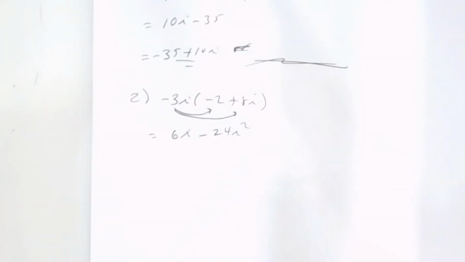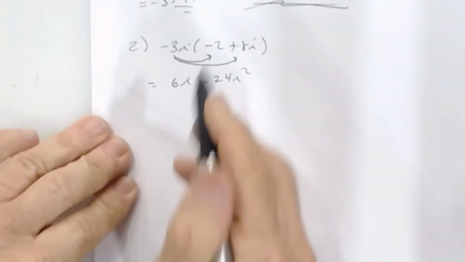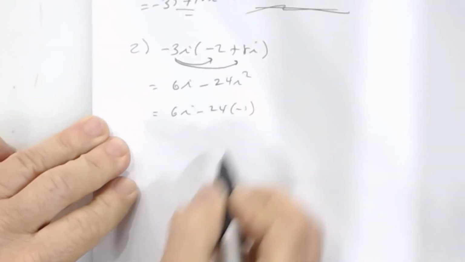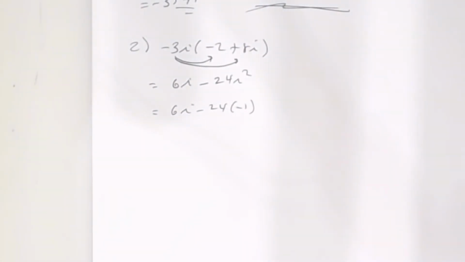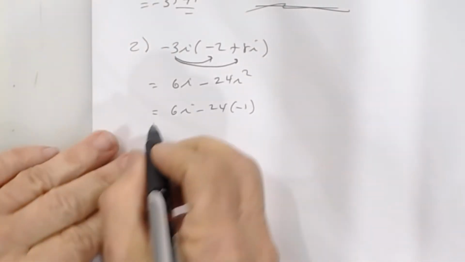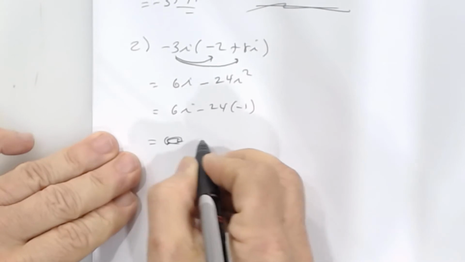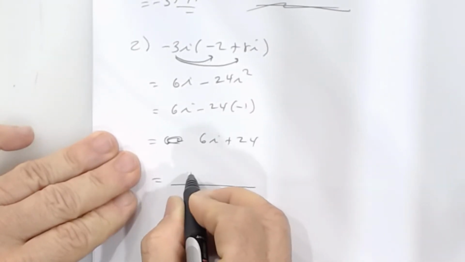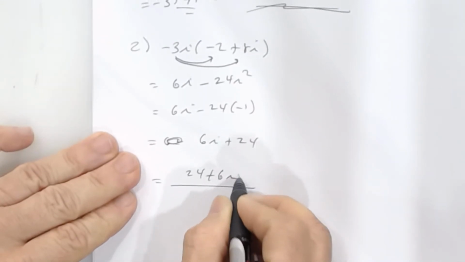All right, so that's where I'm at. I actually write it as i squared. Now you're going to replace i squared with negative 1, because you know what i squared equals. But what's the negative 24 times a negative 1? Positive 24. Do you all agree that's 6i plus 24? So what's your answer? There's your answer.